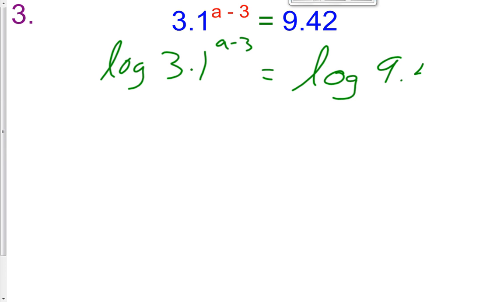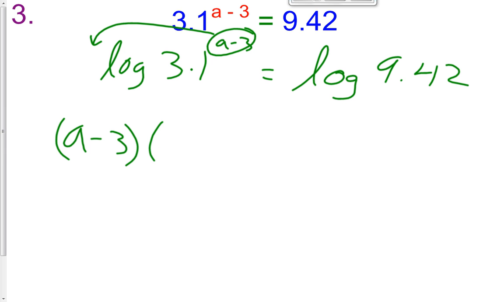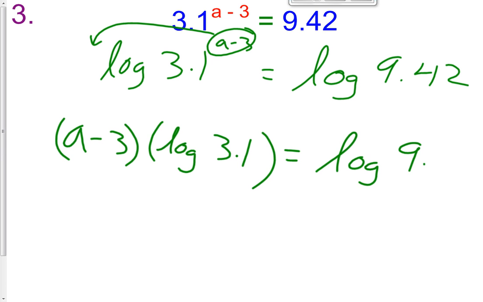Now we have a binomial exponent, but we're going to do the exact same thing. We're going to take the log of both sides. So the log of 3.1 raised to the a minus 3 equals the log of 9.42. Now we're going to move this to the front as a coefficient. So it's a minus 3 multiplied by the log of 3.1. Remember, it's a log with a base 10, but we never write that base. That equals the log of 9.42.